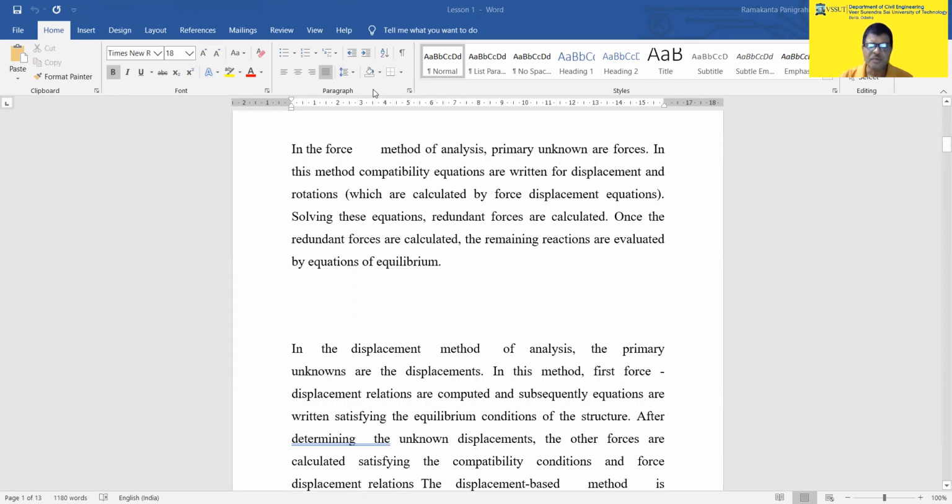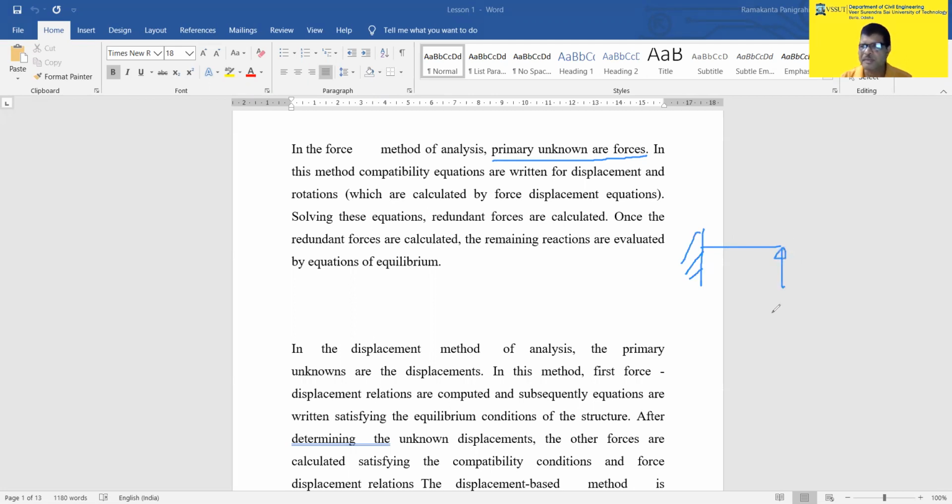In the force method of analysis, the primary unknowns are the forces. Suppose I take a propped cantilever. There are four unknowns, and one unknown I have to declare as the primary unknown. If I can find the reaction at the propped end, then I can solve the problem. Are you getting my point? What is the meaning of these primary unknown forces?